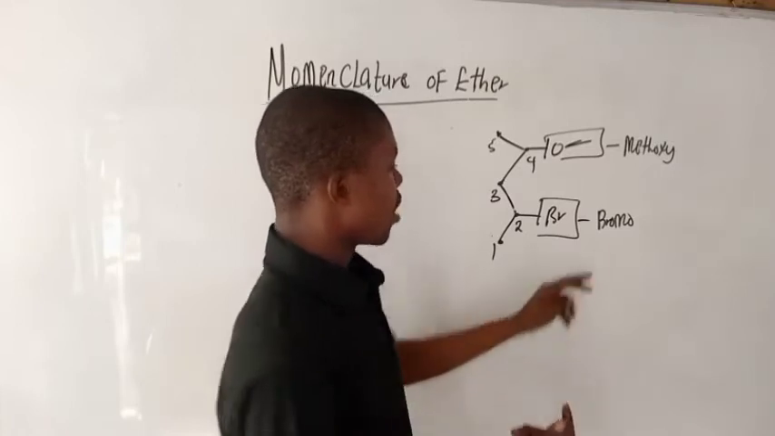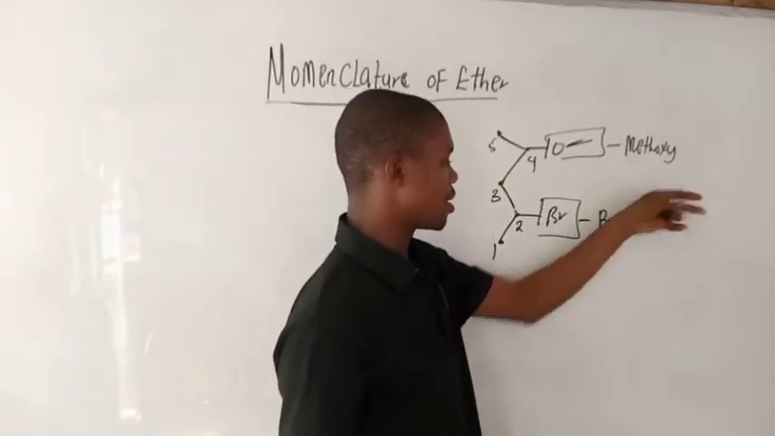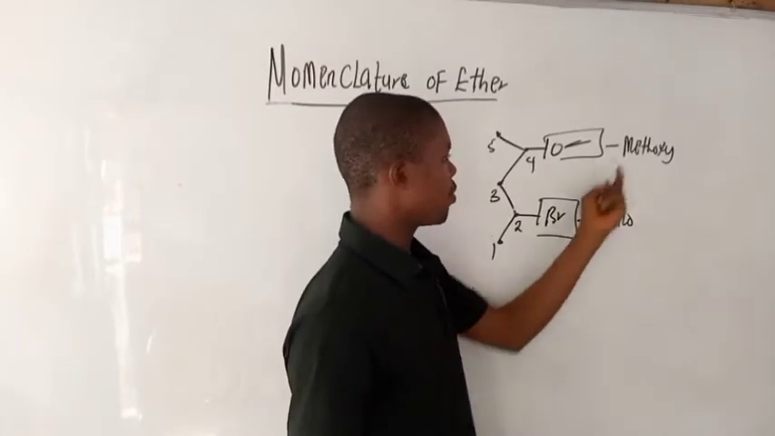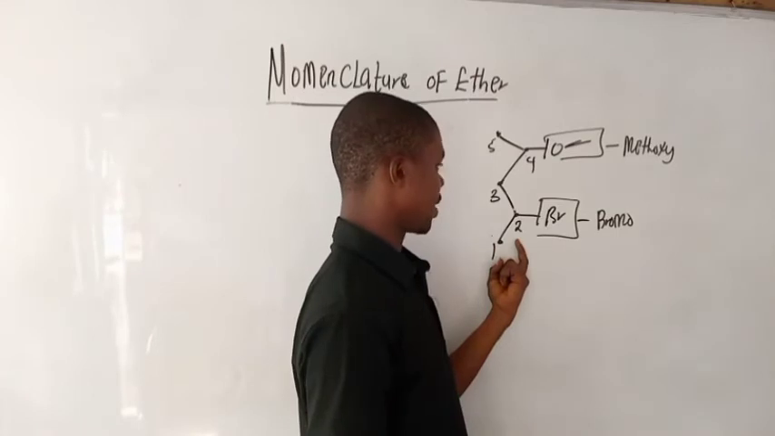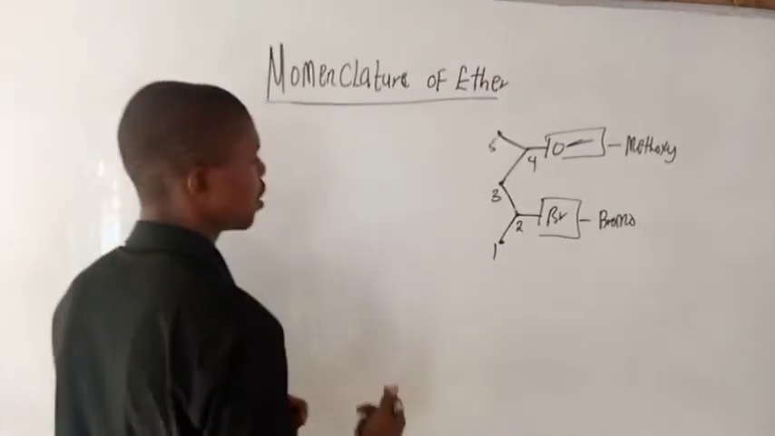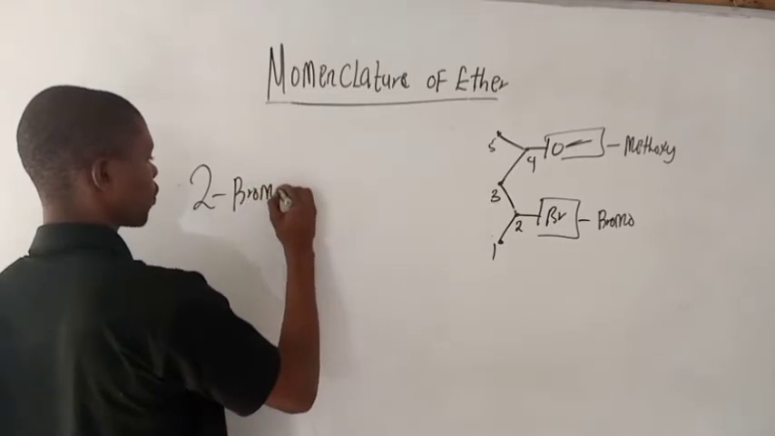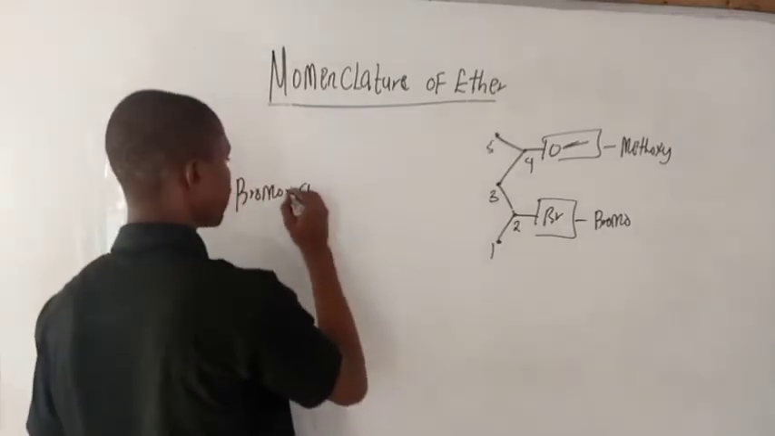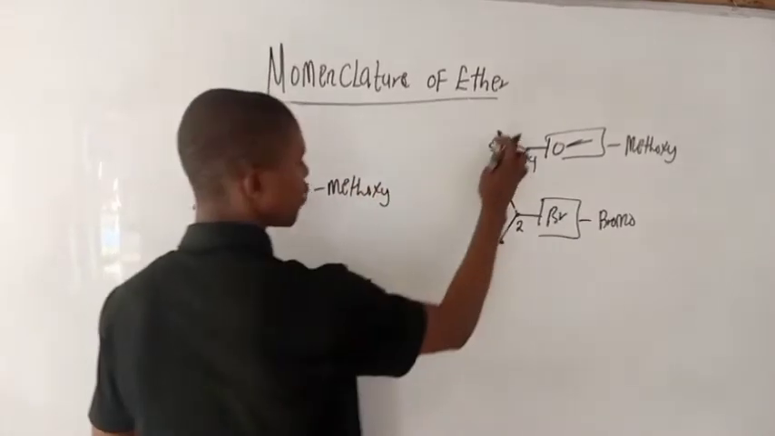However, bromine will come before methoxy alphabetically, right? Because bromine comes before methoxy, the numbering will not start from this point here. So the name is now going to be 2-bromo, and here we have 4-methoxy.